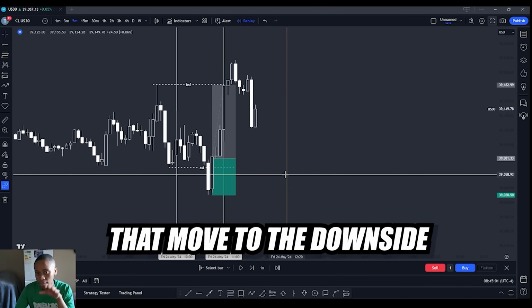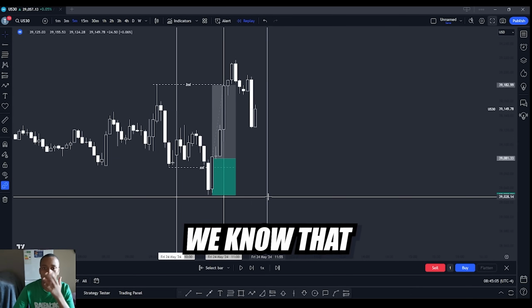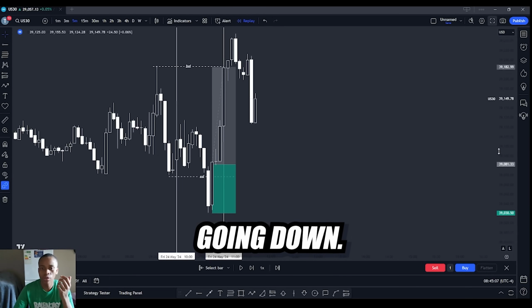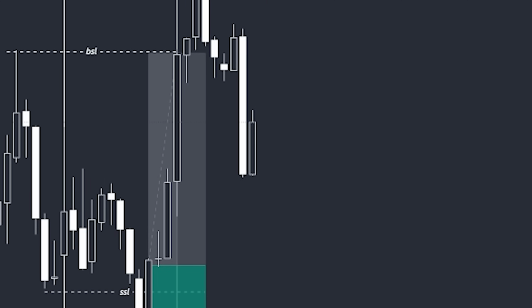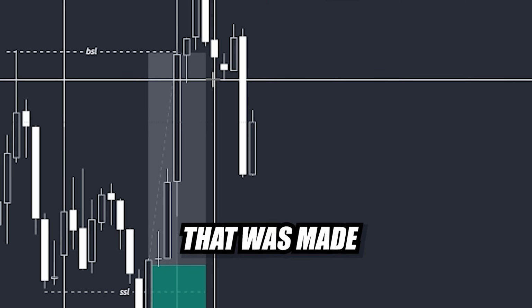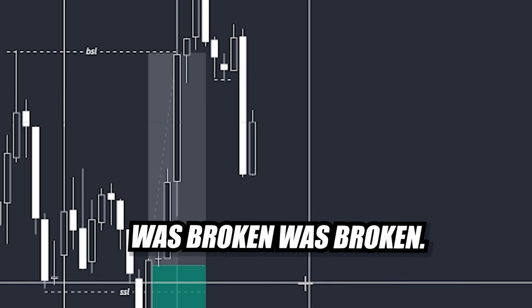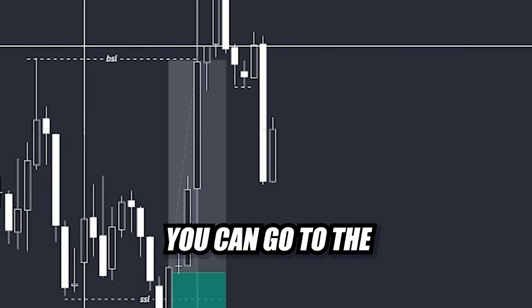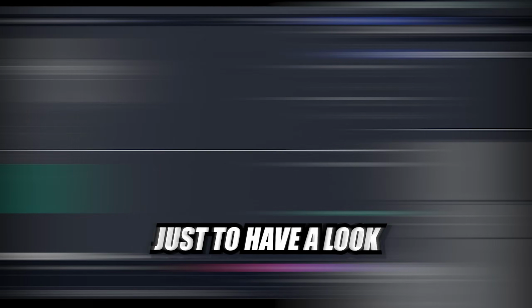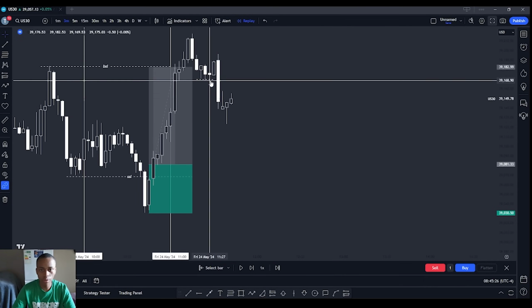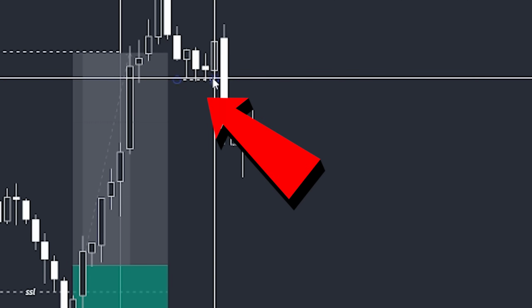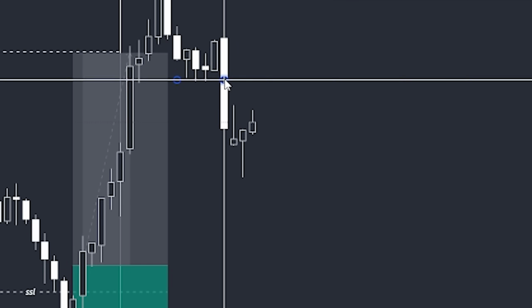Now, from that move to the downside right there, we know that the market is really going down since there was a market structure shift right here. That previous low that was made was broken. If you can't clearly see this, you can go to the 3-minute time frame just to have a look at what I'm talking about. You can see that low right there was created and it was broken.